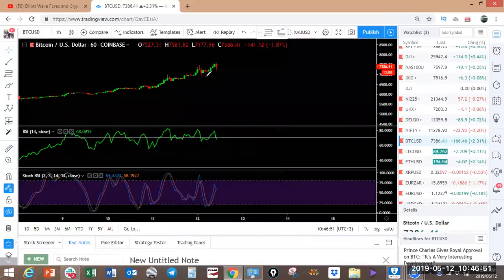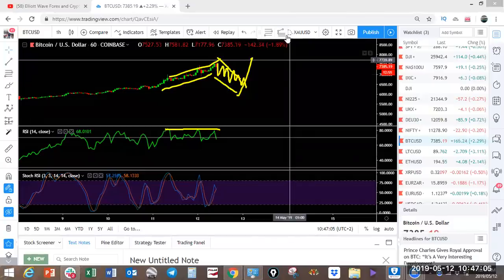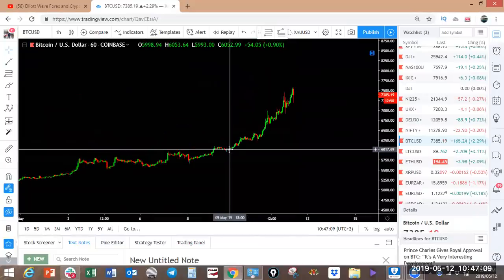So even if you do get a pullback here, it will simply be a pullback. I see there's a slight divergence there. That is not a sign of reversal. It can just be a pullback. That means it will still push higher. But it's a little bit risky to take it now after it has moved so much. You need to wait for a deeper corrective structure from there.